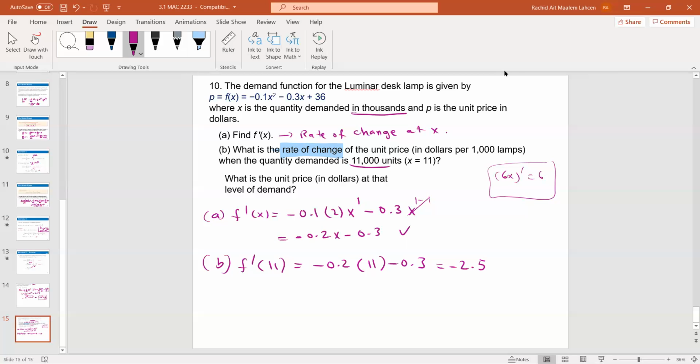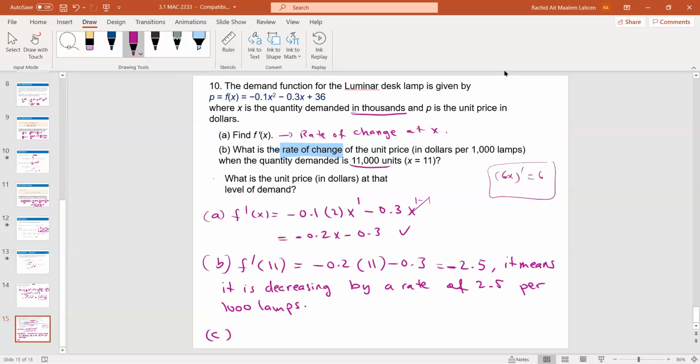So what does this mean? You see it's a rate of change, it's negative. It means it is decreasing by a rate of 2.5 per 1,000 lamps.